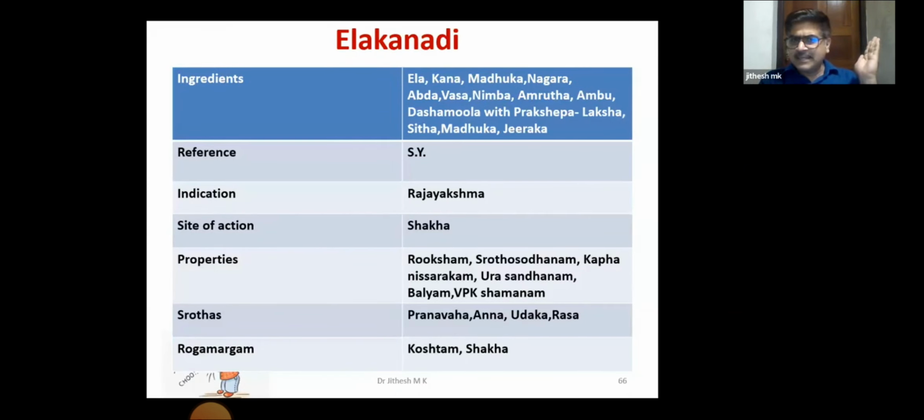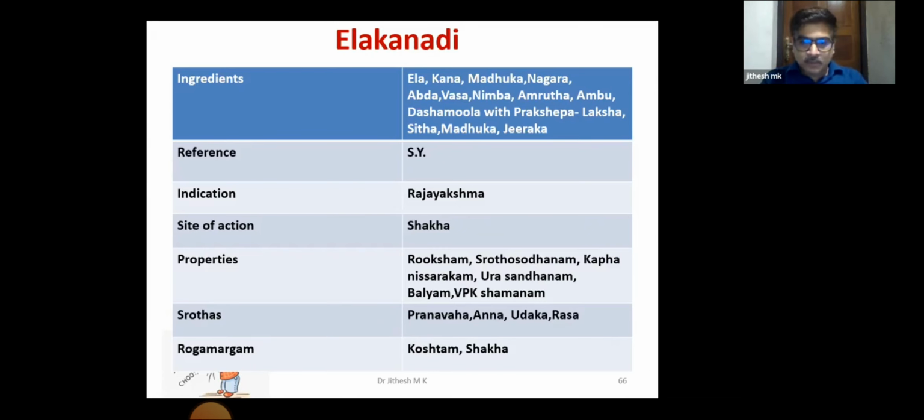Now the other medicine, that is Elakanati. Ela Kana Matuga Nagara Abdavasa Nimbamradambu Dashamula Sudakashayam. Again here comes this Dashamula. The Anubana is Laksha Sita Matuga Jiraka Sampayukta. There are 4 types of Anubanas, that is Laksha, Sita, Matuga and Jiraka. This Vaidiratnam Aushadha Shala produces this medicine with the Anubana as Lakshadi Churna. That is Laksha, Sita, Matuga and Jiraka.